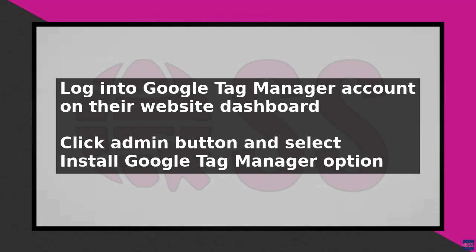To install Google Tag Manager on Squarespace, start by logging into your Google Tag Manager account on their website. In the dashboard, click the Admin button, located at the bottom left corner, and then select Install Google Tag Manager. Choose the option to install with a website builder or CMS.